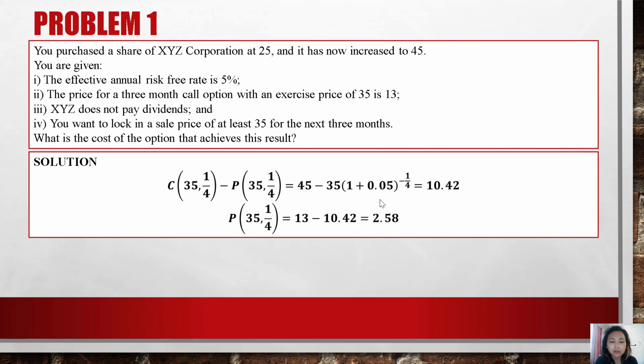The call option is given. So the put option here is 13 minus 10.42, and we got 2.58 for the price of the put option because the call option is 13. So the answer here is 2.58. The cost of the option that achieves this result is 2.58.